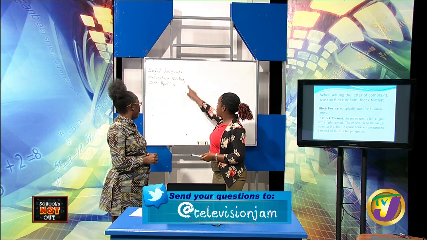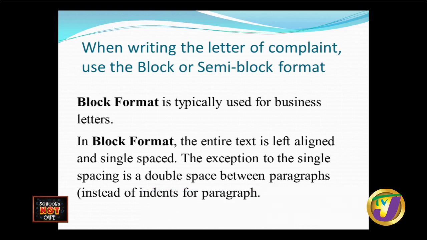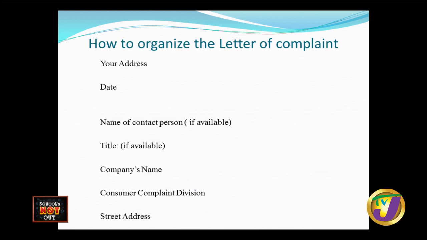And remember too that with a formal letter, it would basically require two addresses. So if you're using the semi-block, you can have your address here. If you're using the block format, then you would have your address at the top left-hand corner, and then the inside address, which would be the company address. All right, so the block format is typically used for business letters, as we just said. In the block format, the entire text is aligned left and single spaced. The exception to the single spacing is a double space between paragraphs rather than an indent. Okay. How to organize your letter of complaint.